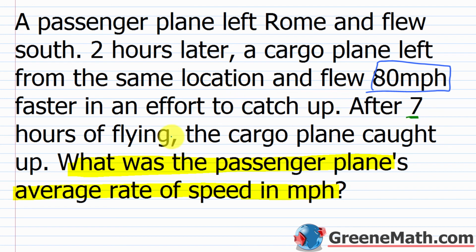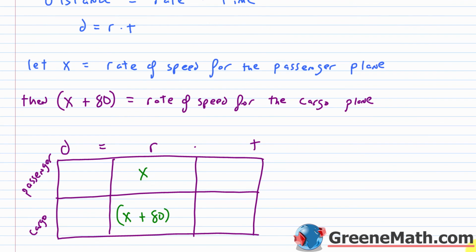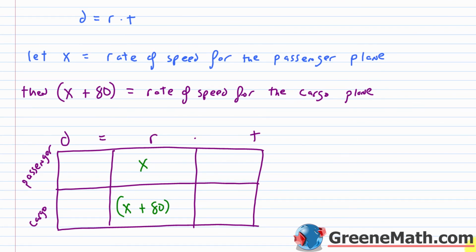After 7 hours of flying, so let me just stop there. The cargo plane flies for 7 hours at the point where they catch up and the problem kind of stops, okay? The passenger plane, again, it tells us, because of this 2 hours later thing here, was flying for a total of 9 hours. So 9 hours for the passenger plane, 2 hours less for the cargo plane, 7 hours. Let's go back down. Let's fill in the information here. For the passenger plane, it's 9 hours. For the cargo plane, it's 7.